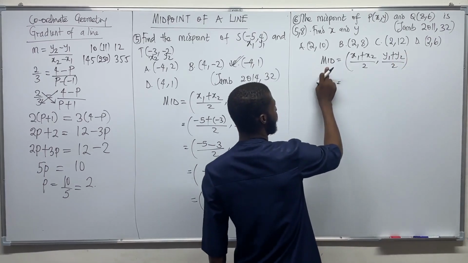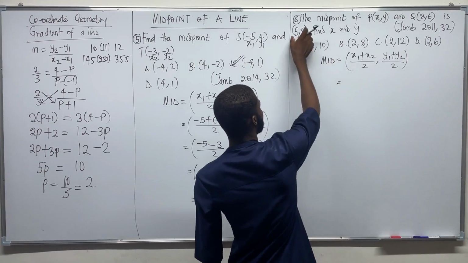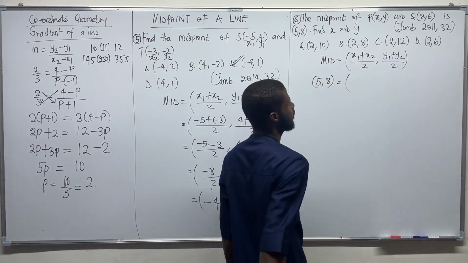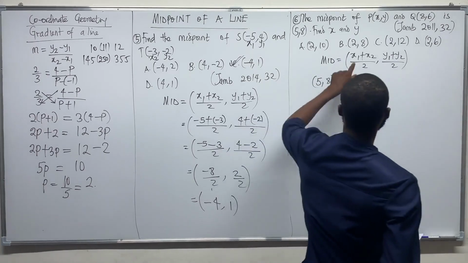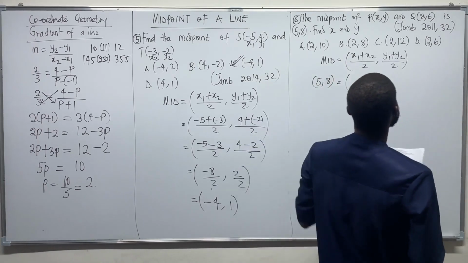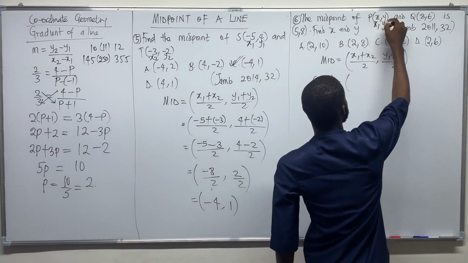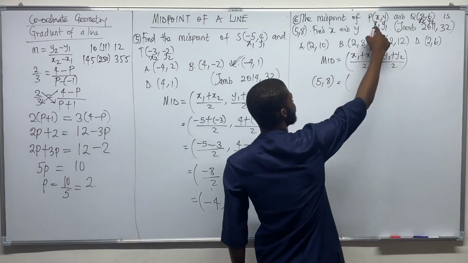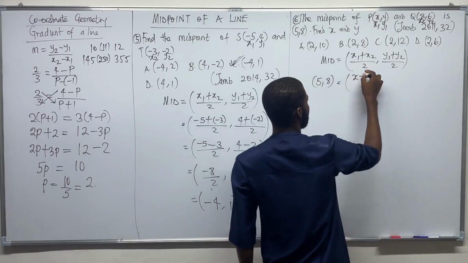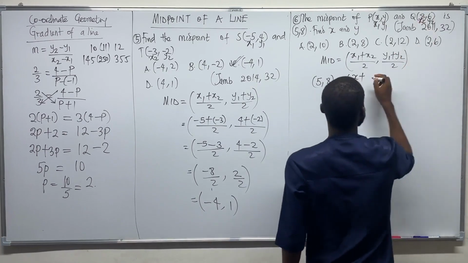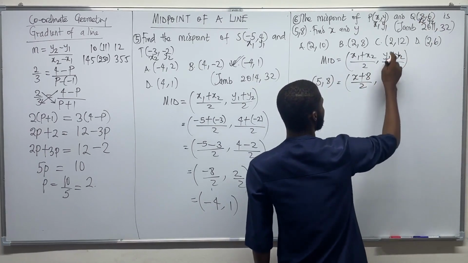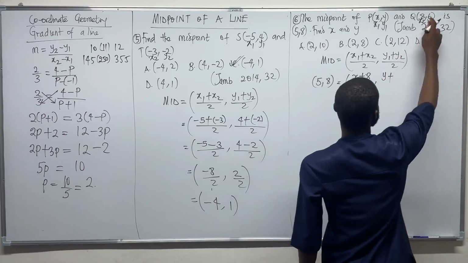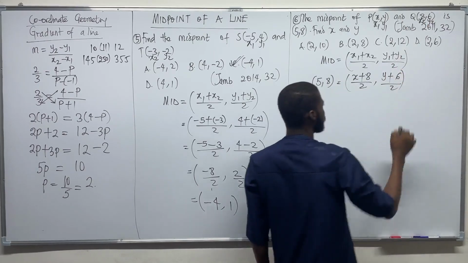So the midpoint has been given to us as 5, 8. Then the 2 points we have, these 2 points we have. This guy right here, let me name them. So this is x1, y1. This is x2, y2. So x1 is x plus x2 is 8 divided by 2. Then y1 is y plus y2 is 6 over 2.